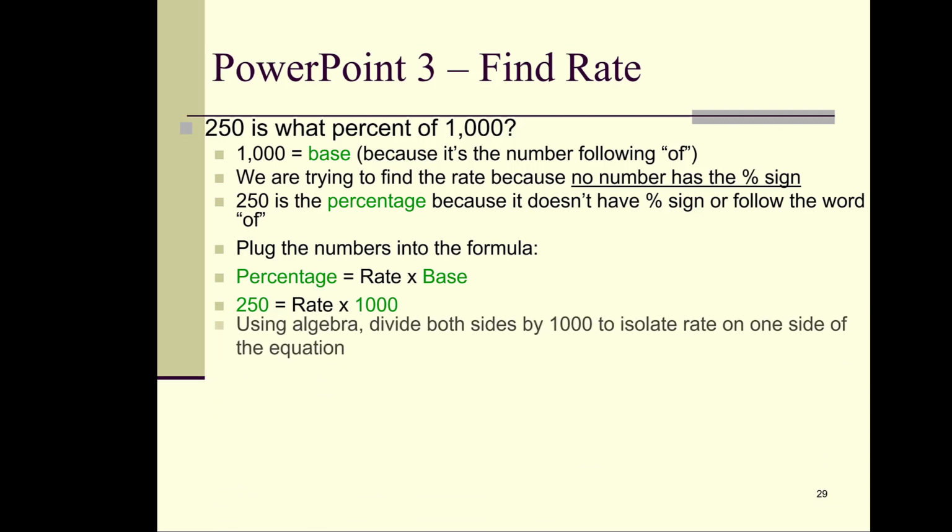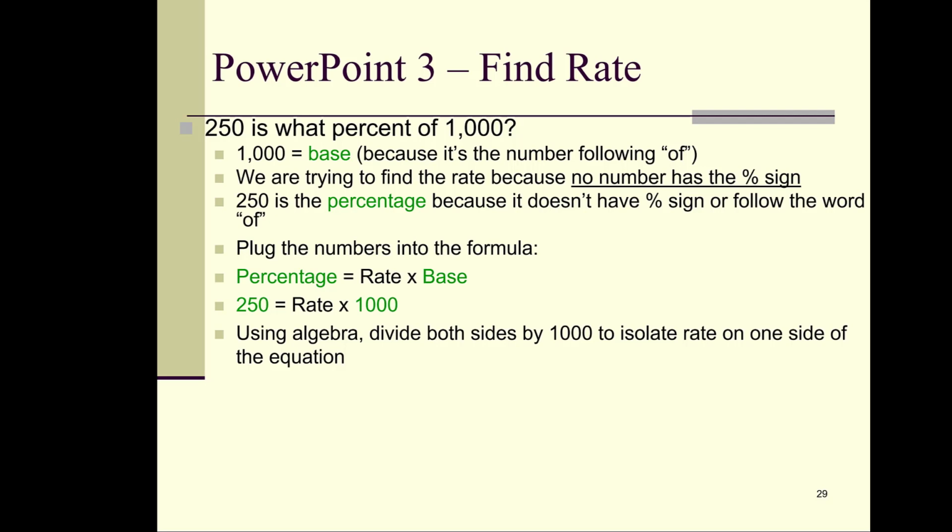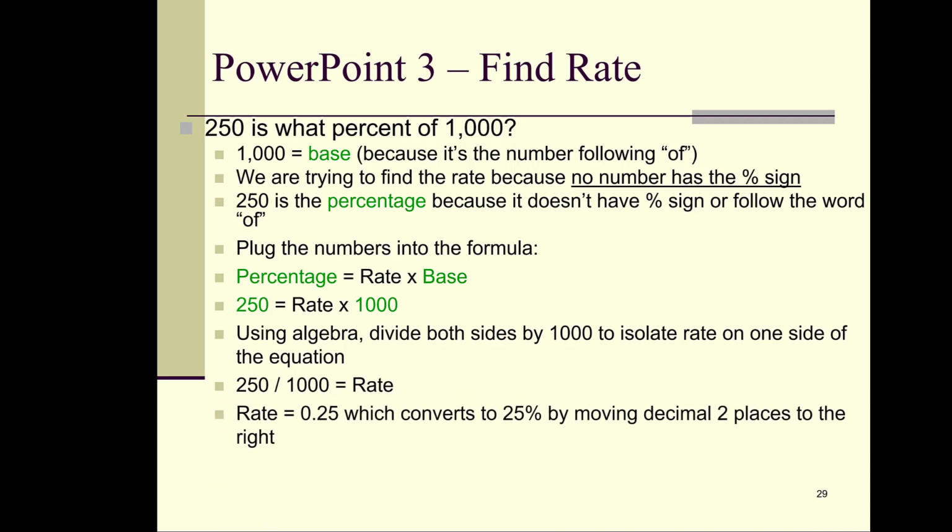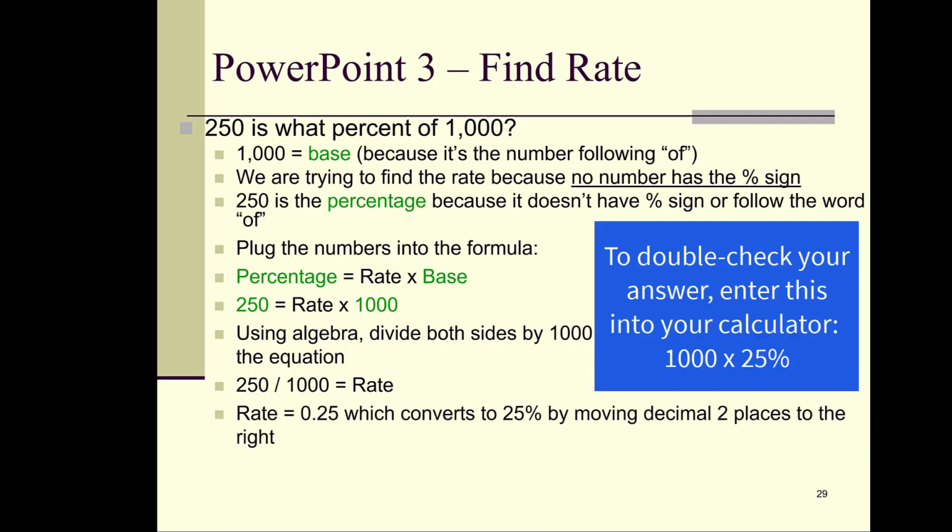We divide both sides by 1,000 to isolate the rate on one side of the equation, and it becomes 250 divided by 1,000 equals rate. So on your calculator, take 250 divided by 1,000, you get 0.25, and then we have to convert that to a percent because the question is asking 250 is what percent of 1,000, and you do that by moving the decimal 2 places to the right and attaching a percent sign. So the answer is 25%.